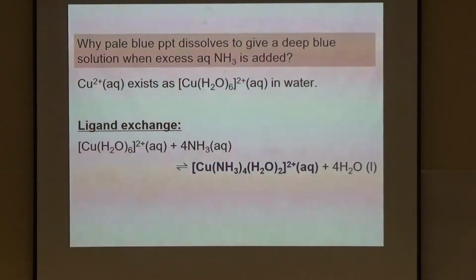When you add ammonia solution, some of the water molecules are replaced with ammonia molecules. The water molecules and the ammonia molecules, we will refer to them as ligands. When you go to year 6, it will be covered in more detail under transition elements. Okay?